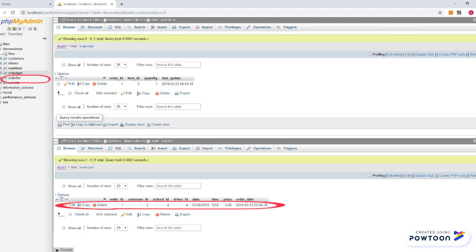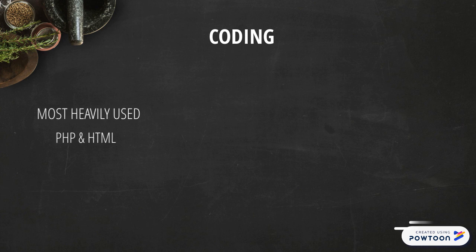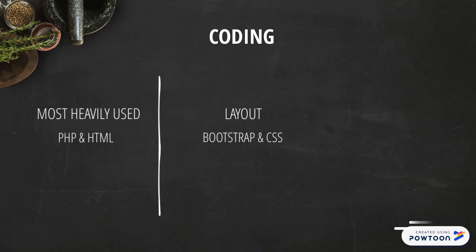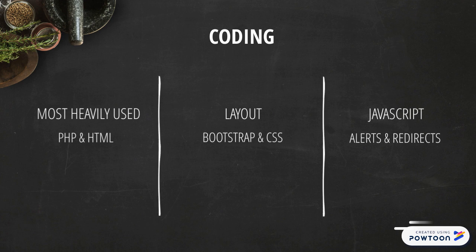In terms of the code, the most heavily used languages for the development of the site were PHP and HTML. For the user interface or layout of the site, Bootstrap templates were used along with CSS style sheets. JavaScript implementation was done in the form of alerts and redirects.